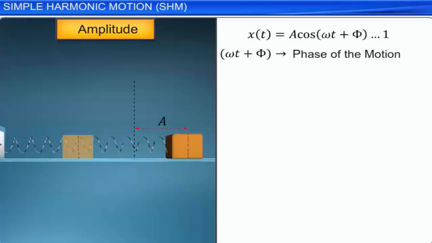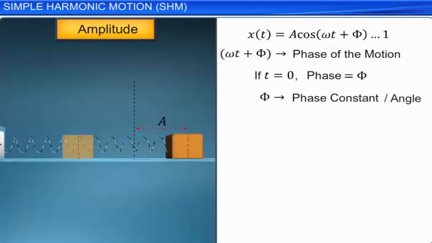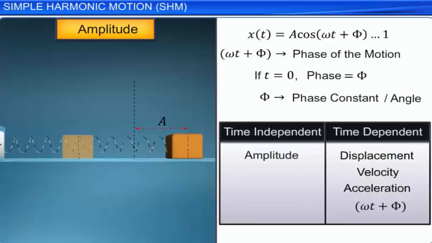At time t equal to 0, the phase is equal to phi, and this is called the phase constant or the phase angle. It is the initial phase of the particle executing simple harmonic motion. In simple harmonic motion, amplitude is the only quantity that is time independent, whereas displacement, velocity, acceleration and the phase angle omega t plus phi are time dependent.